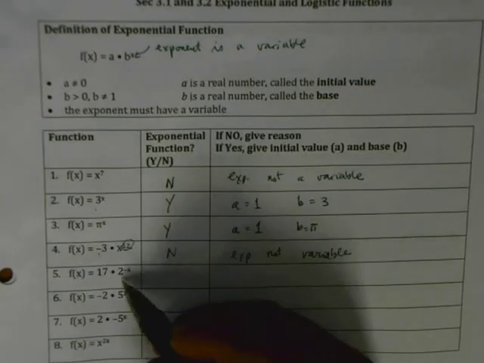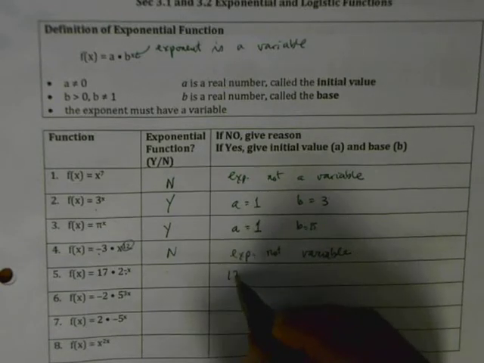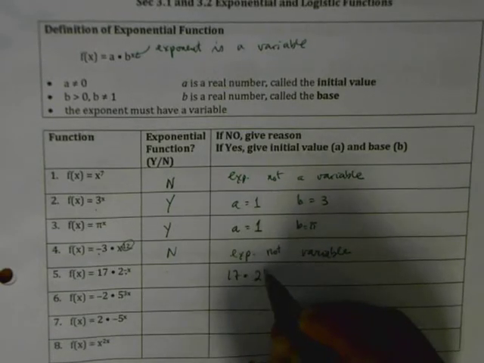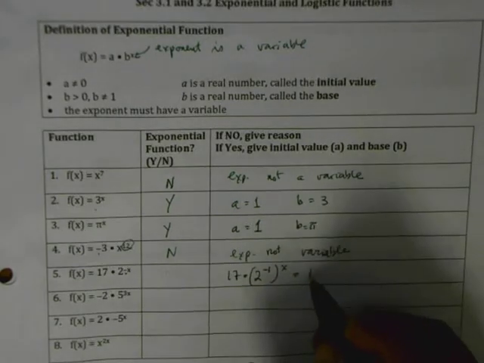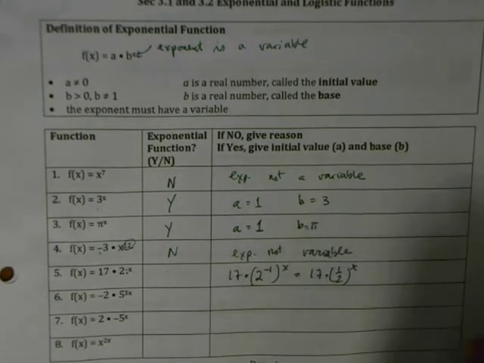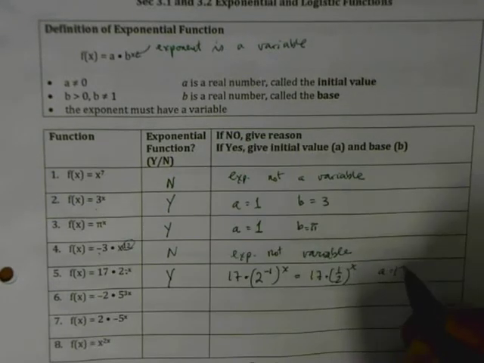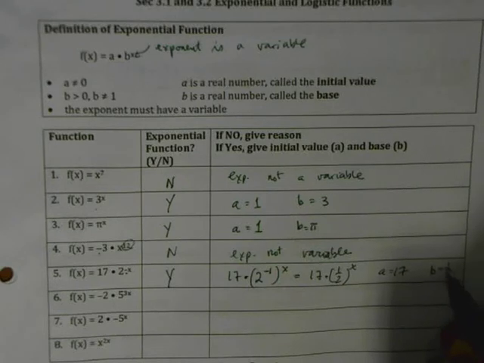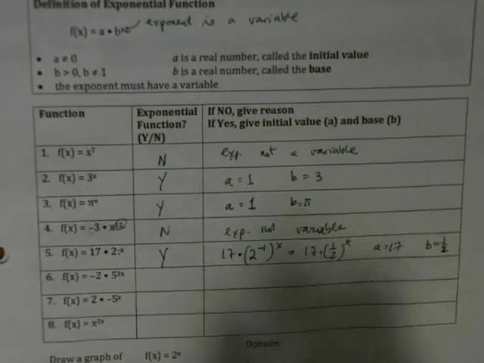Next one, 17 times 2 to the negative x. Well, does this negative make any difference? Well, let's see. This is really 17 times 2 to the negative 1 to the x, which is really 17 times 1/2 to the x. Okay. So this is an exponential function. The initial value is 17, and the base here is actually 1/2. Okay, so it's a little bit deceptive, but you have to pick that out.